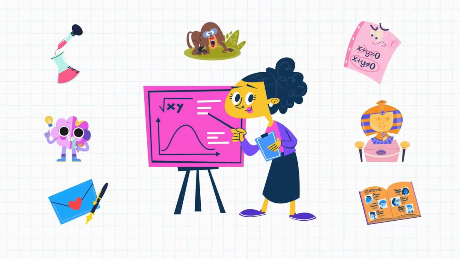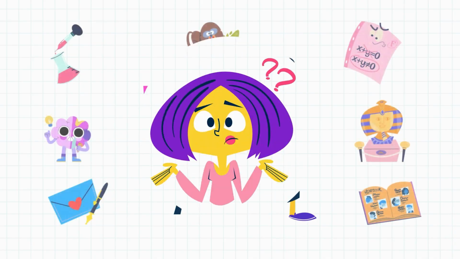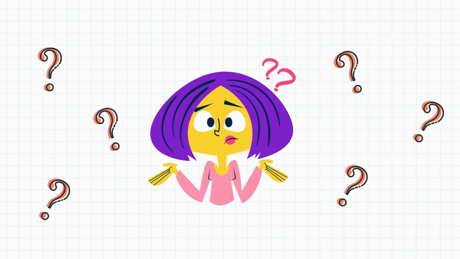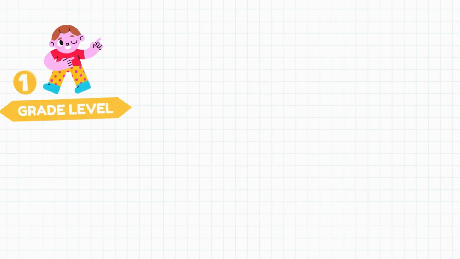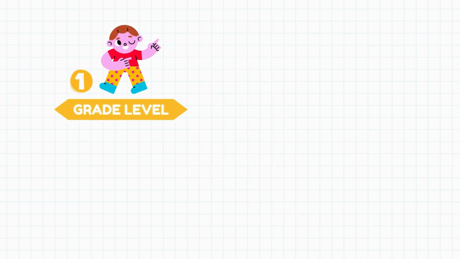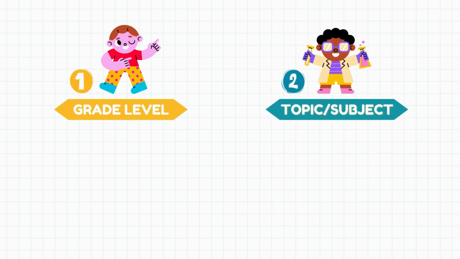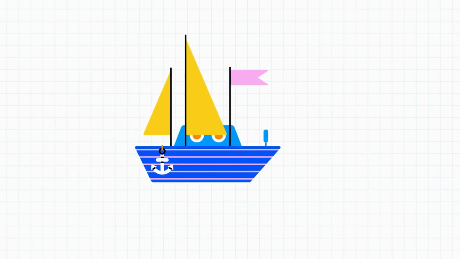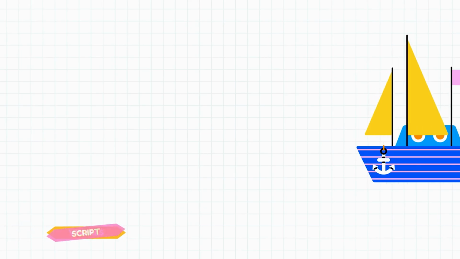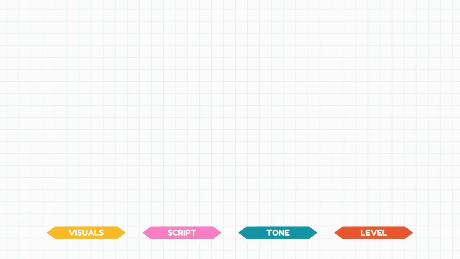You want to create a video about a specific lesson you are teaching in your classroom, but you don't really know where to start. Well, before you begin designing any video, you need to identify 3 key elements. What grade level are you designing this for? What subject or topic will the video cover? And what is, or sometimes probably are, your learning outcomes? These elements will serve as anchors that guide every part of your video, from the visuals and script to the tone and difficulty level.